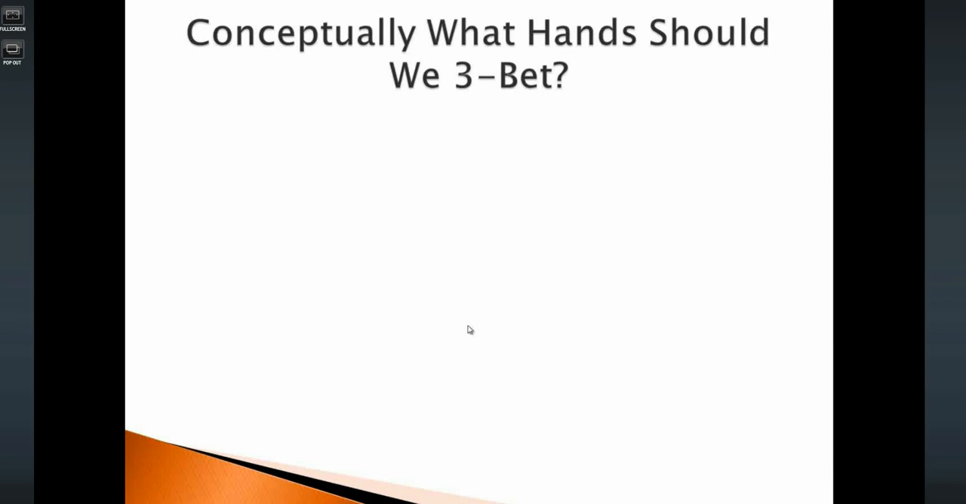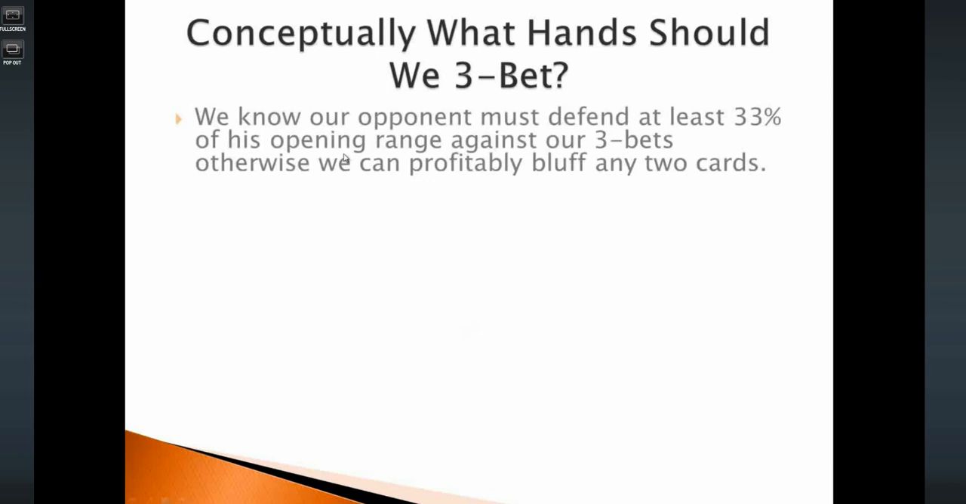Conceptually, what hands should we 3-bet? Before we get into the more analytical stuff, let's conceptually talk about what hands make sense to 3-bet. We know our opponent must defend at least 33% of his opening range against our 3-bets, otherwise we can profitably bluff any 2 cards. So that's a parameter our opponent has with his opening range. He can't open so wide that he can't defend 33% of his range profitably. Exploitatively, that can be fine.